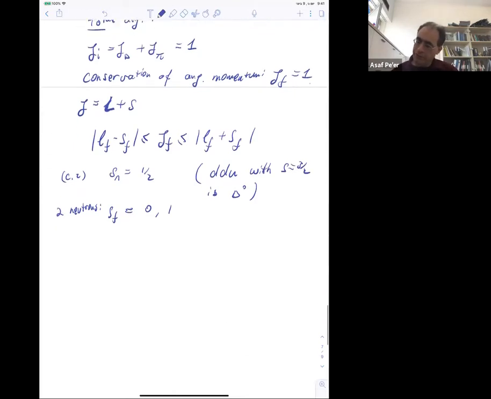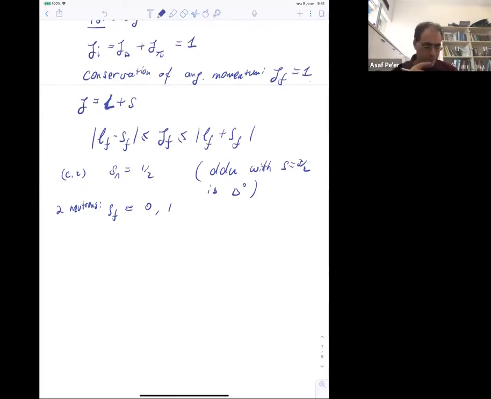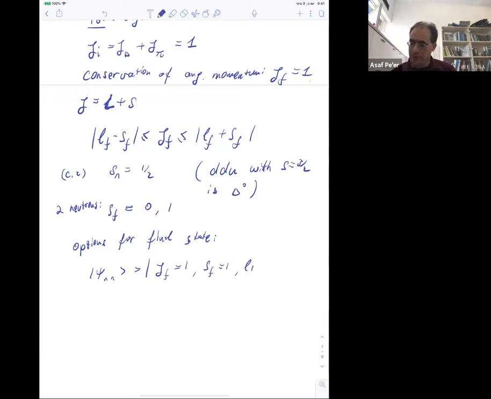So the options we have for the final states, psi, n, right? We know that J final is 1. S final can be 1, but in that case, L final can be either 0 or 2.